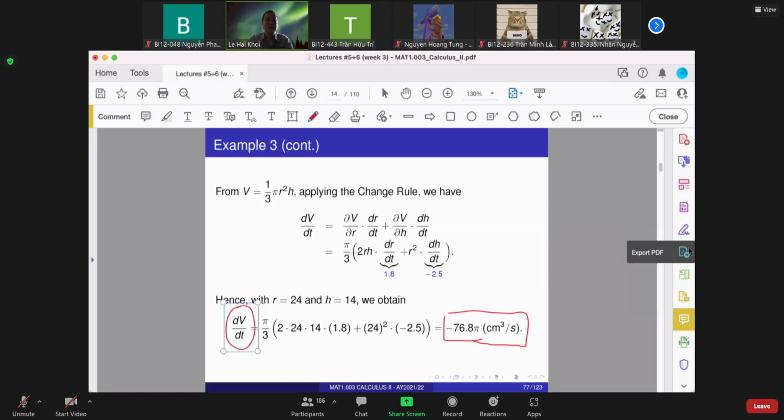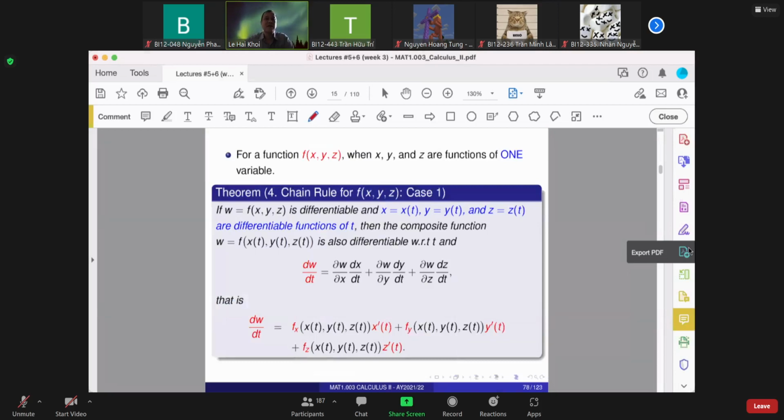That is how we apply the chain rule of a function of two variables to a real life problem, regardless of what it is. We know we can and we must apply the chain rule for case one, because both r and h are functions of one variable only.